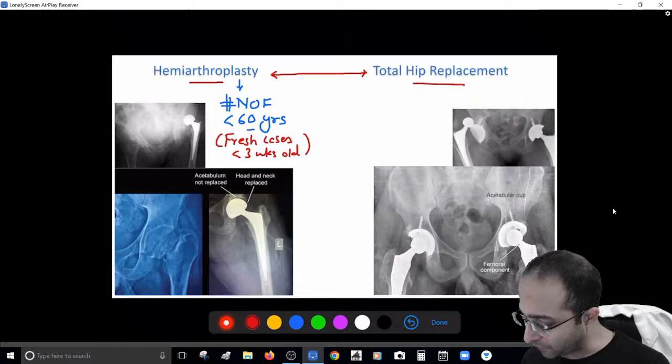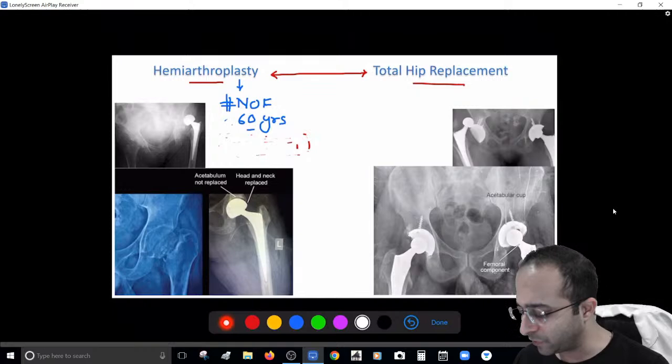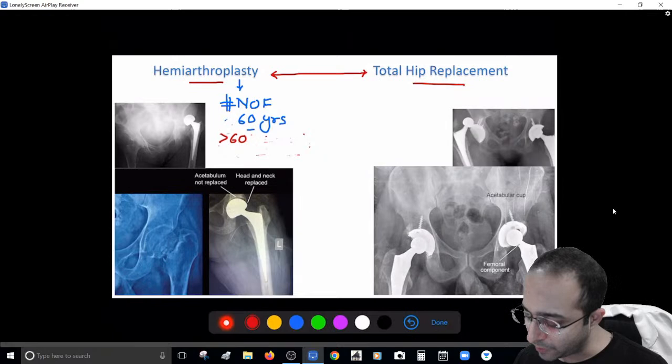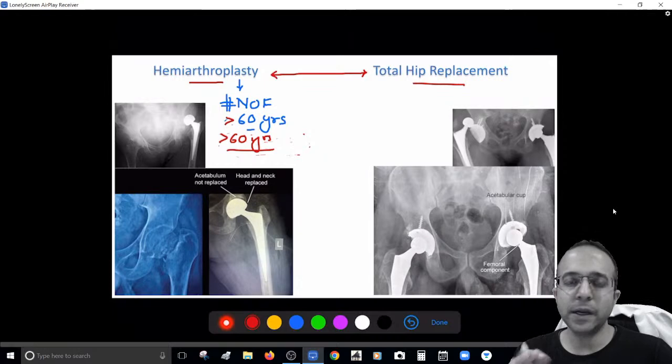Sorry for this small issue. This hemiarthroplasty, the basic indication as of today is just this fracture of neck of the femur, and this is rather taken up in people who are older than 60 years, beyond 60 years. So please make the small correction. So hemiarthroplasty would generally be taken in older people with fracture of neck of femur. That is the only indication for hemiarthroplasty.